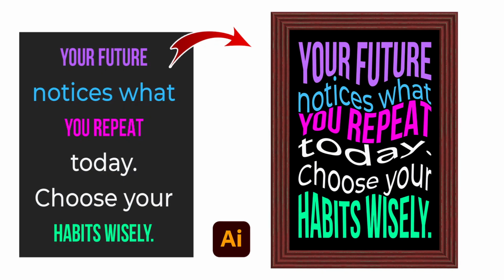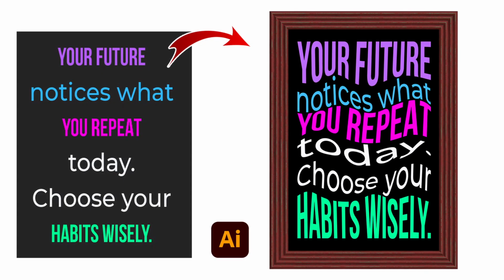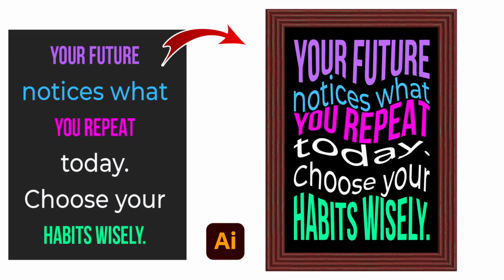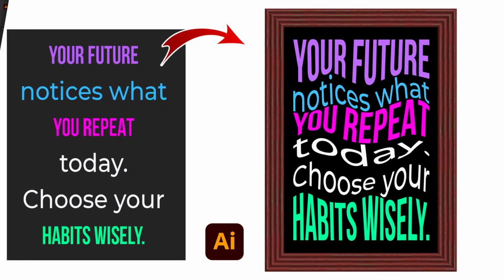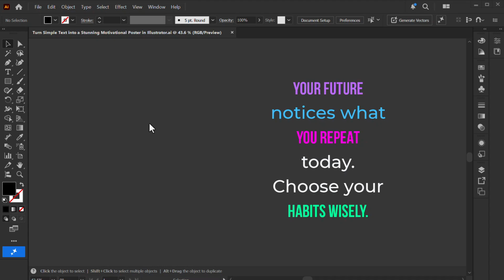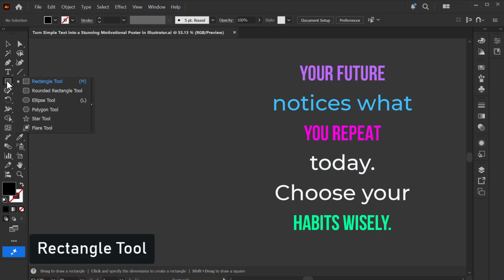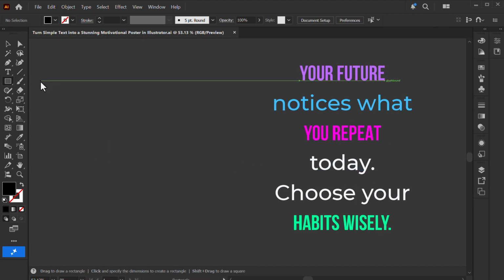How to transform simple text into a professional motivational poster design using Adobe Illustrator. As you can see, I have already added the motivational text to the artboard. Now select the rectangle tool.